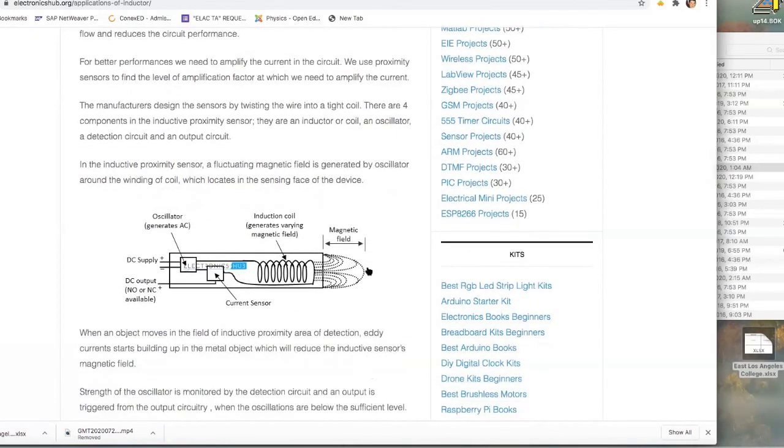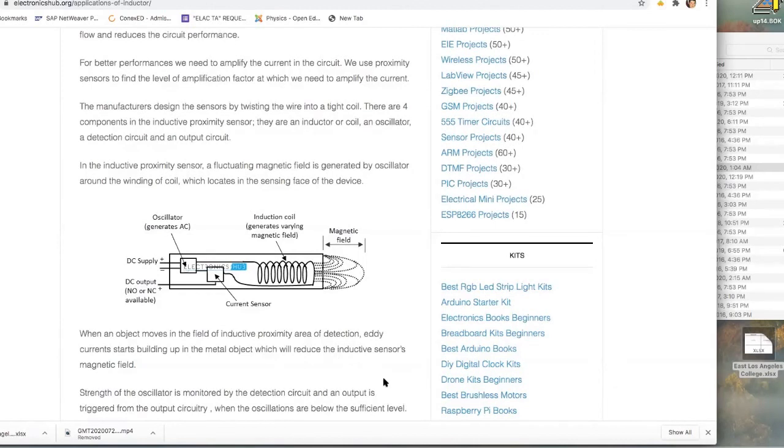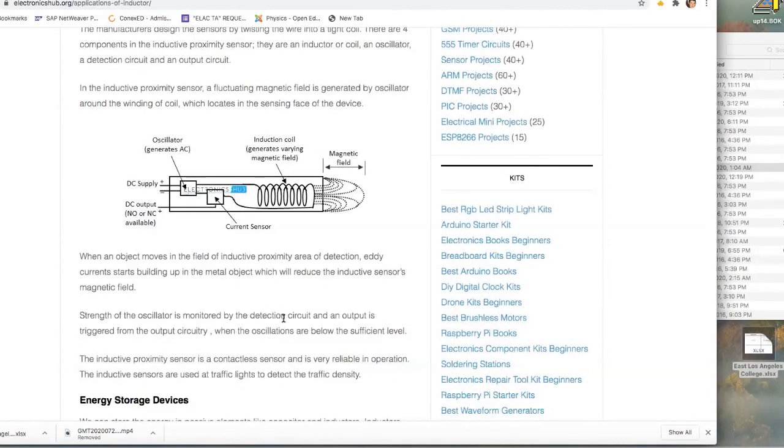When an object moves into the inductive proximity area of detection, so imagine something blocks this area. When you're blocking that magnetic field, eddy currents start building up in the metal object, which will reduce the inductive sensor's magnetic field. So when you're blocking this magnetic field somehow, that gets read by the current sensor. The strength of the oscillator is monitored by the detection circuit, and an output is triggered from the output circuitry when the oscillations are below the sufficient level.